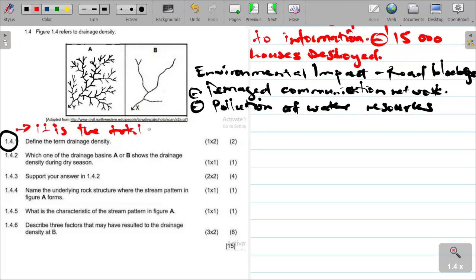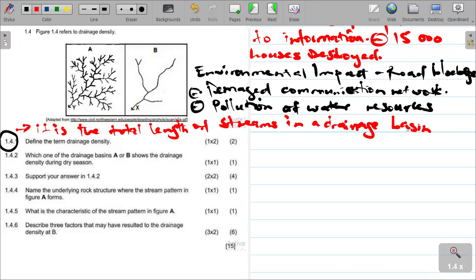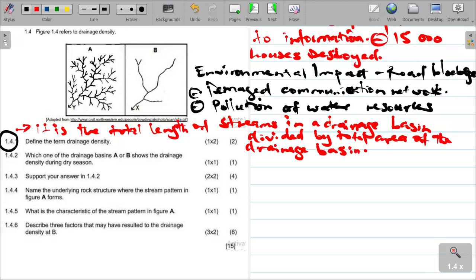It is the total length of streams in a drainage basin, divided by the total area of the basin. We call that drainage density.